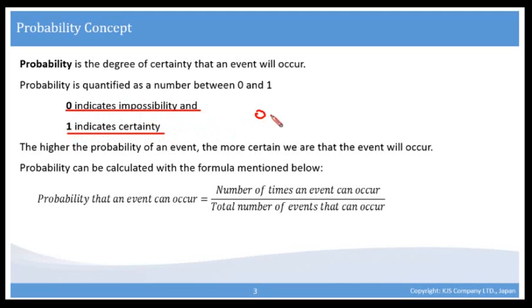For example, you could just have 0.5. Any other value between 0 and 1 is completely fine. The higher the probability of an event, the more certain we are that it will occur. So let's try and think of some events on the next slide to see if we can find the probability of events. And let's try and use this formula that we're given down here. The probability that an event can occur, so a number between 0 and 1, is the number of times an event can occur over the total number of events that can occur.